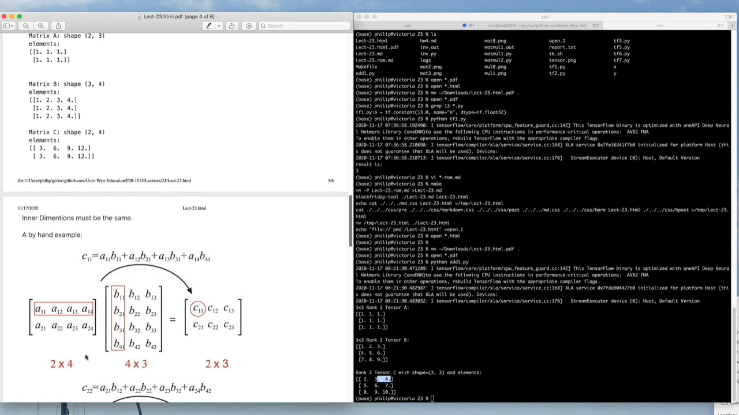So the inner side has a loop in it that goes from 1 to that inner number, the 4. And then we do it for every location in our output matrix, which is going to be 2 by 3. So 2 down and 3 across. So we do it 6 times and run this thing on the inside.